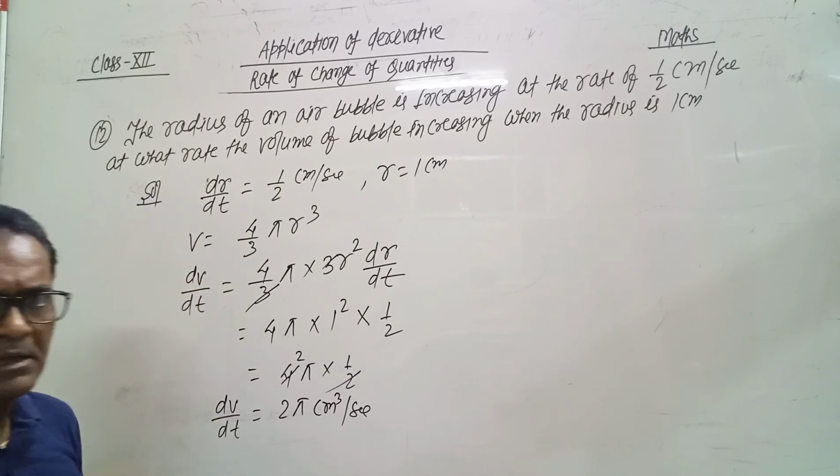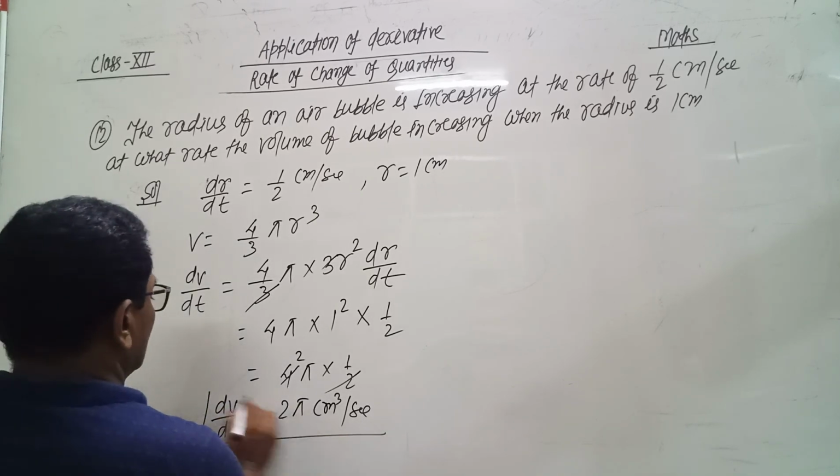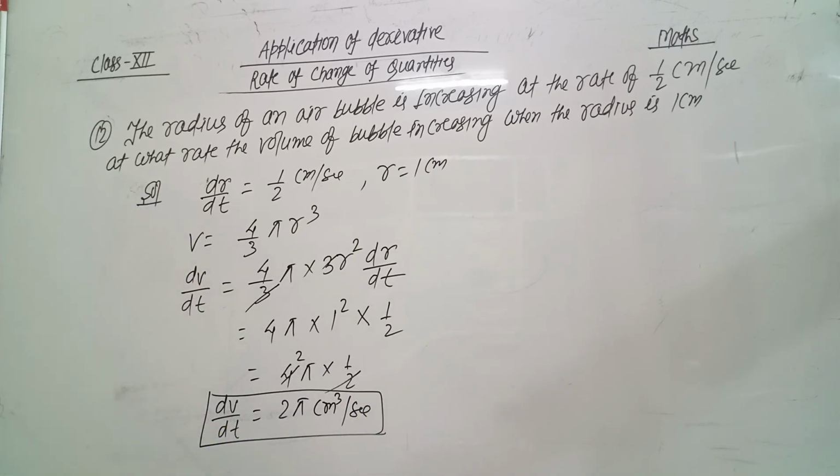So we get the rate at which the volume of the bubble is increasing. The volume of the bubble is increasing at the rate of 2 pi centimeter cube per second.